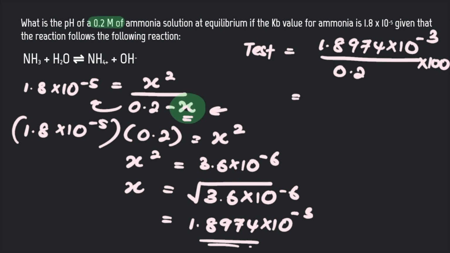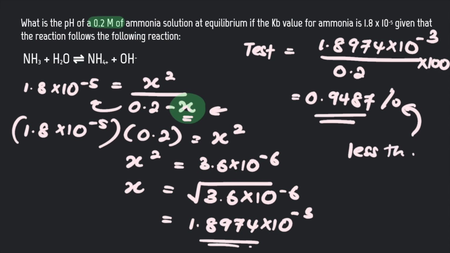So basically what you get is 0.9487%. Okay, this value is less than 5%. Therefore, the value of x that we calculated in the beginning is approved. So you can use this value as is.